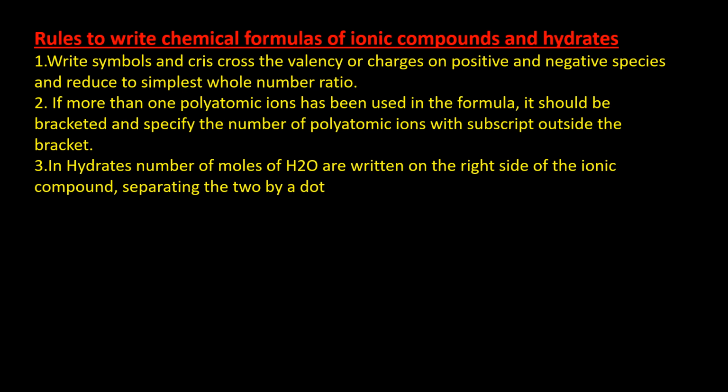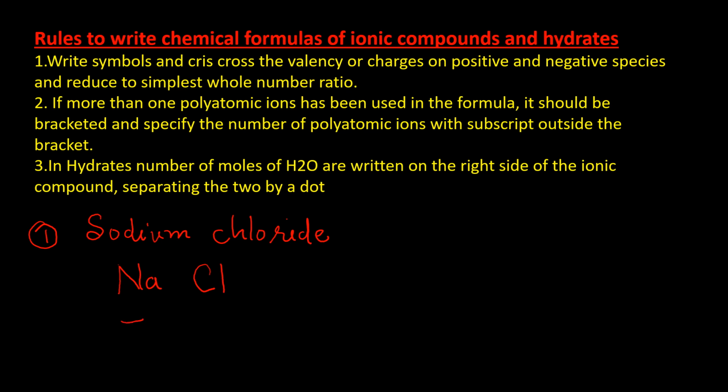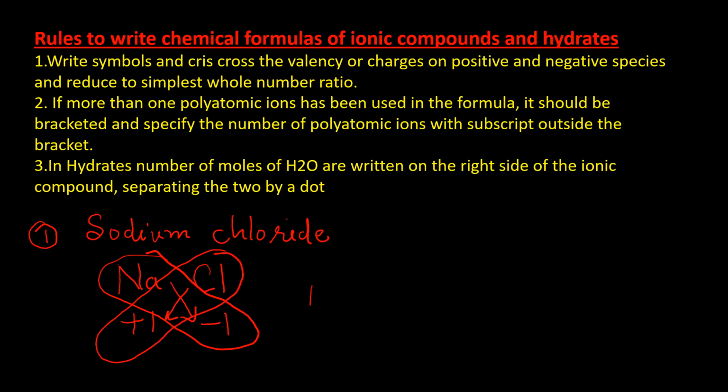Whenever we write the symbols, we always write the first letter capital and the second letter will always be lowercase. For example, we have to write sodium chloride. So let's say the name given is sodium chloride. What we will do? Go to the periodic table, find the symbol for sodium. Sodium is Na, chloride is Cl. Write the charges underneath, +1 for sodium, -1 for chloride, and crisscross these charges. So we will end up with 1 sodium and 1 chlorine. So the formula will be NaCl.